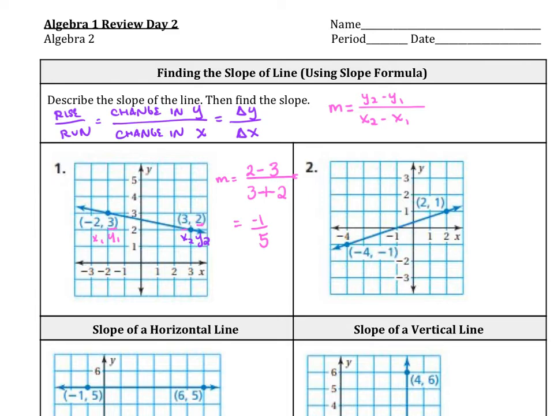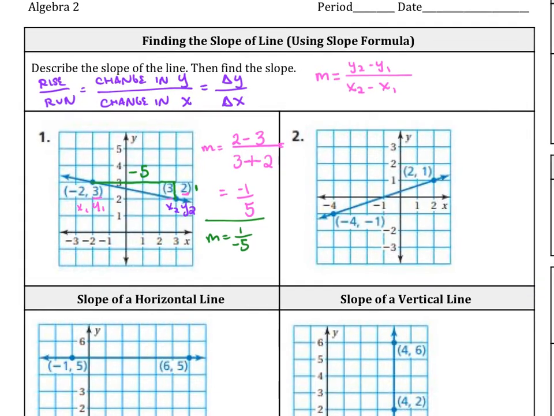Another way to do this is just doing rise over run. So if we go up 1, up is positive, so it's a positive 1. Then going left is negative. We go 1, 2, 3, 4, 5. Left is negative 5. And notice our slope is the same. It's still 1 over negative 5. So that's two ways to find it.